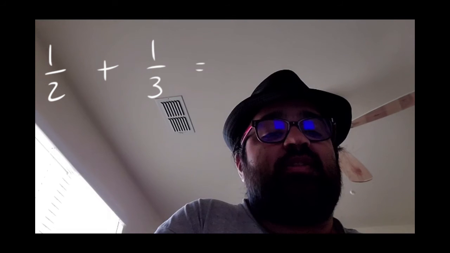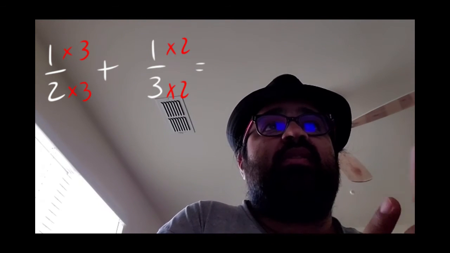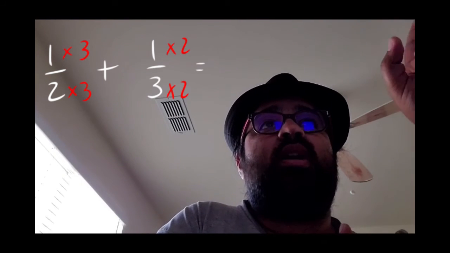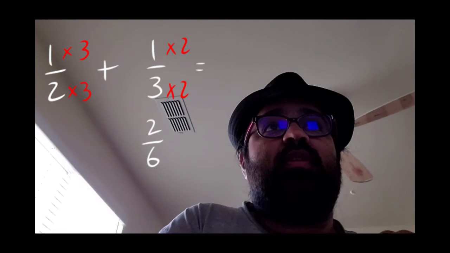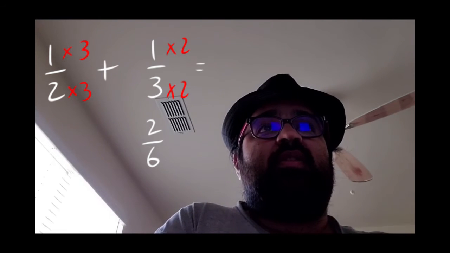So, let's look at 1/3 first. What do we have to do to turn a 3 into a 6? That's right, we multiply by 2. So 3 times 2 equals 6. But remember, rule number 2, whatever we do to the bottom, we have to do to the top. So 3 times 2 equals 6, then 1 times 2 would equal 2. So then we have 2 over 6.